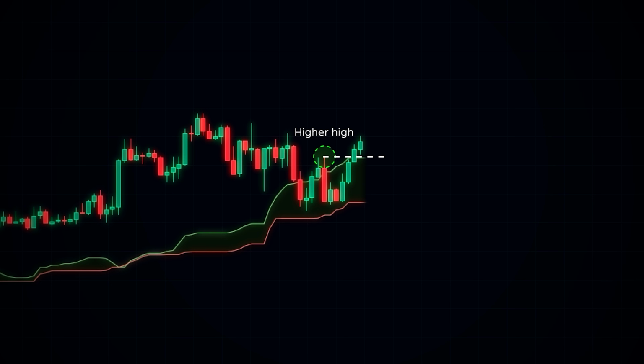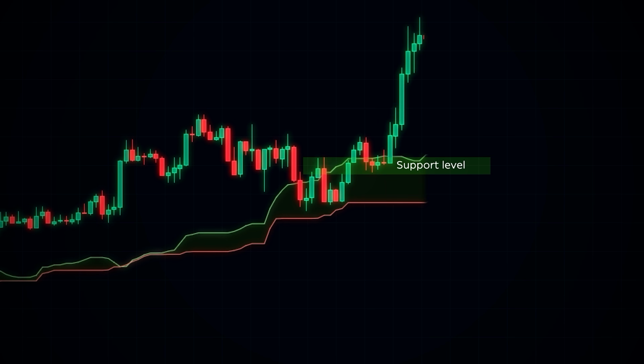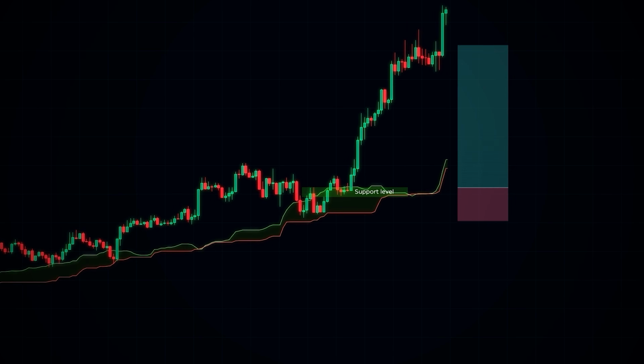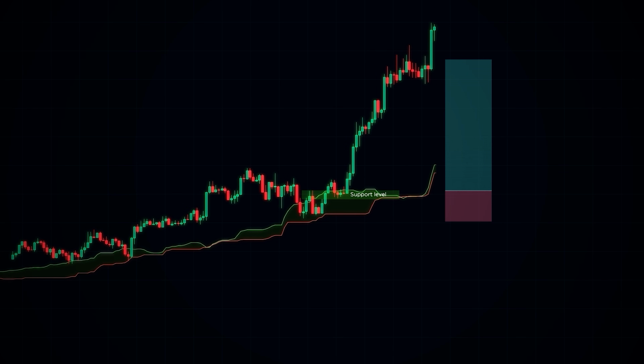It's sitting right at the top, potentially testing it as support. We also have this previous high that can act as an additional level of support, providing confluence to our analysis. We can enter long right here, setting our stop below the recent low and aiming for our levels higher.